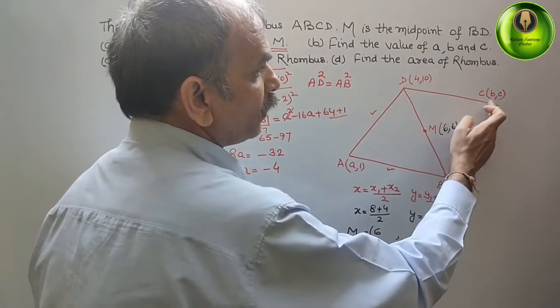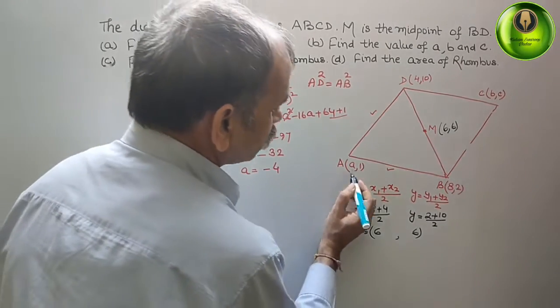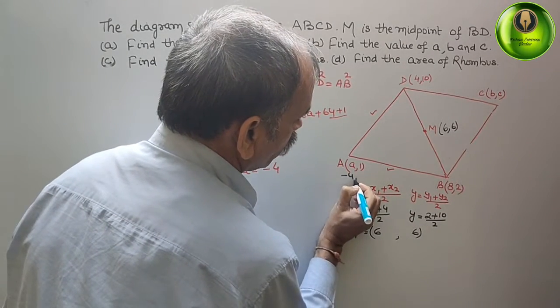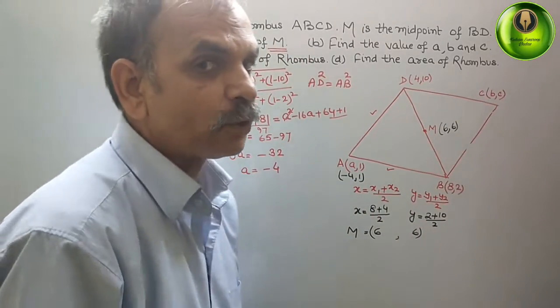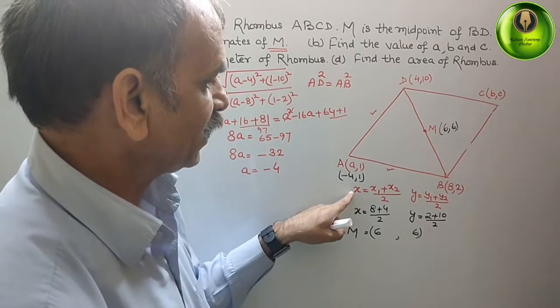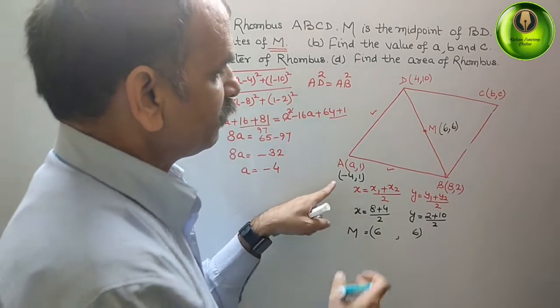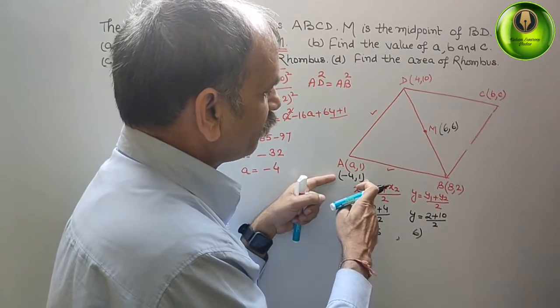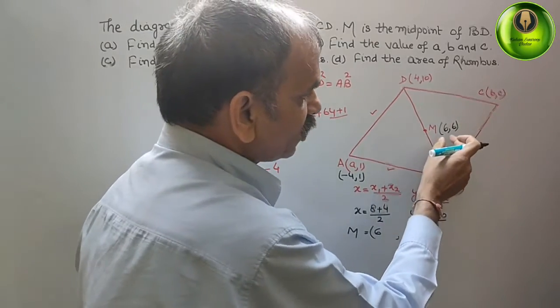Now we will find out b comma c. So A is (minus 4, 1), and now we have to find b comma c. How will we find it out? By this formula only. So this will become x1, y1, this will become x2, y2, and this is your x.